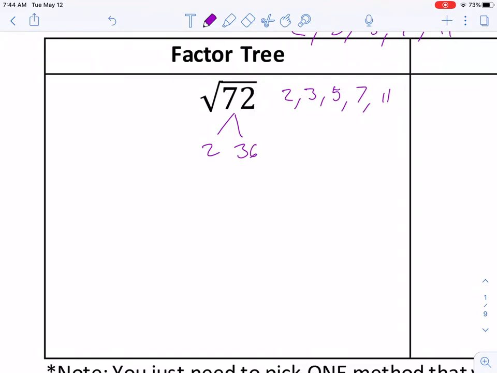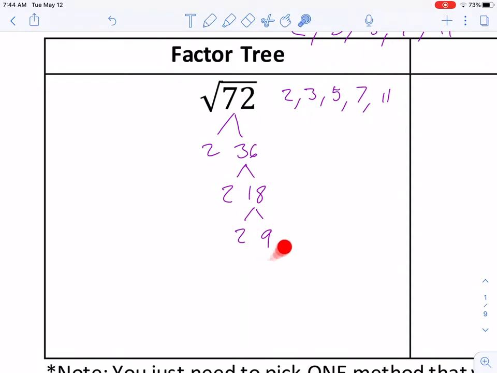And then I'm going to use a 2 again. Can 36 be broken down, can it be divided by 2? It can. It's 2 times 18. And now again, I'm taking 18. I'm saying, can it be divided by 2? We may not move into any of these other numbers. 2 and 9.